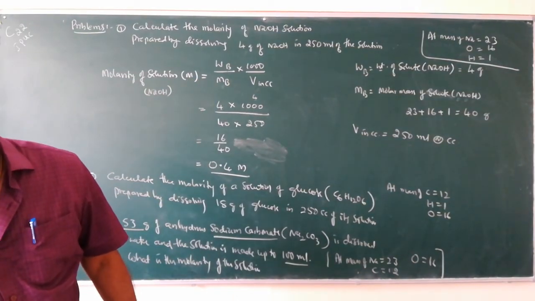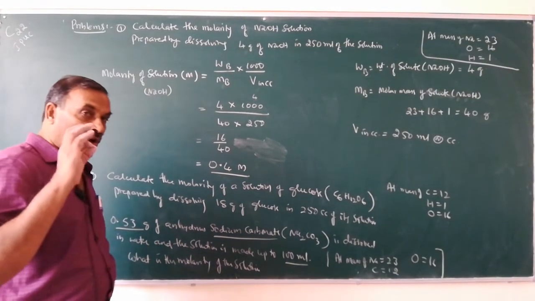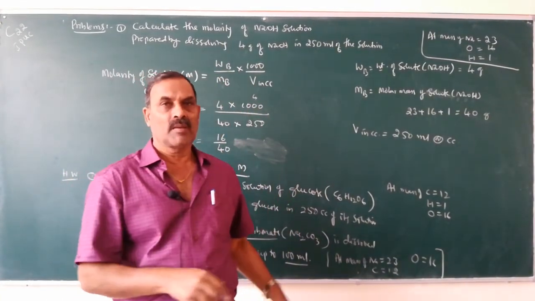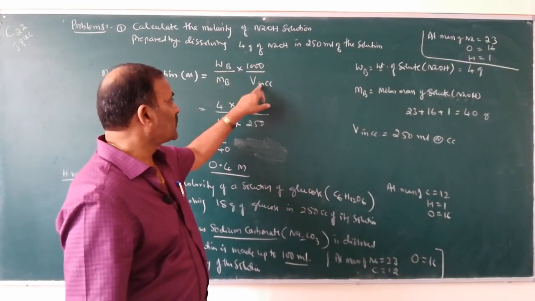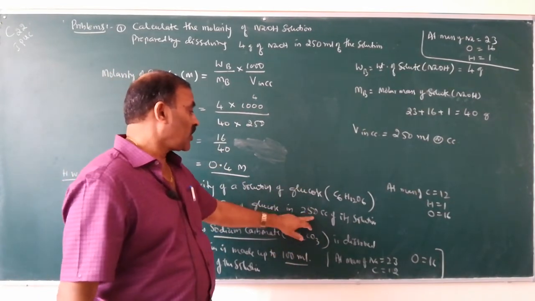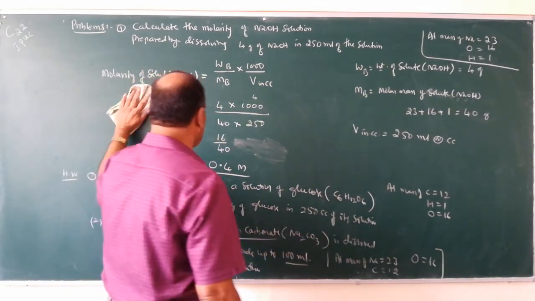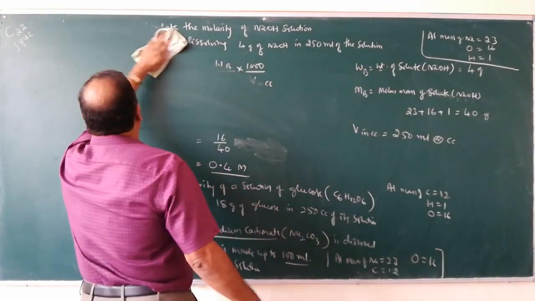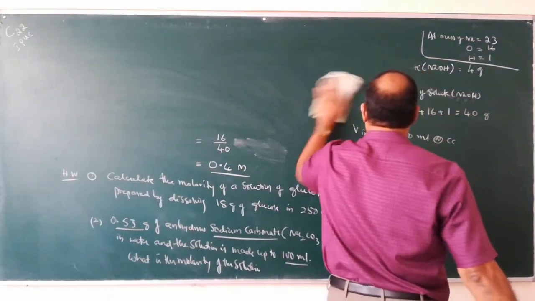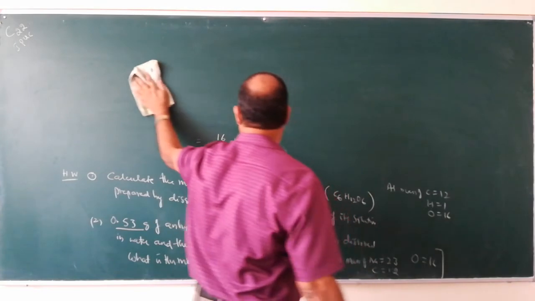So this is about the definition of molarity and the formula to calculate molarity of the solution: weight divided by molecular mass into 1000 divided by volume of the solution in cc. You have to take the volume of the solution in cc. So usually volume of the solution is given in cc. So what is the next method of expressing concentration of the solution? It is molality.